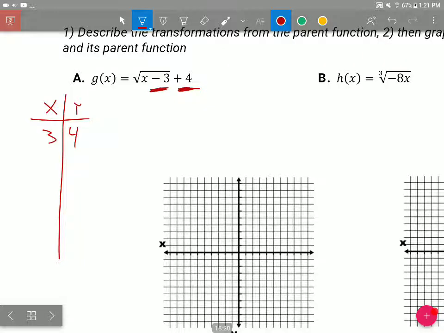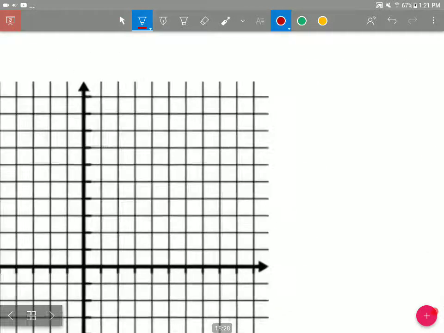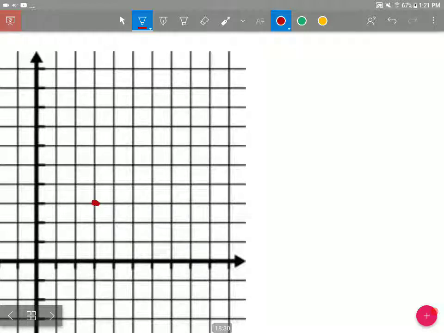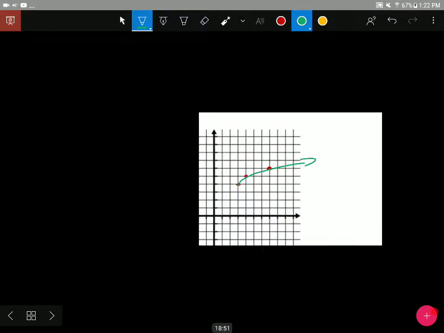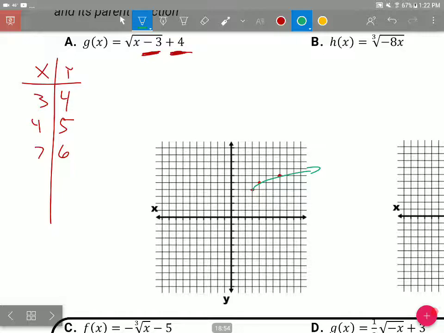Let's go back. 4, 5, and 7, 6. So 1, 2, 3, 4. Nope, that's 3, 3. 4, 5, 7. That's 7, 6. There it is. There you go. And it goes like this. Like that. And if you don't make the sound effects, you did it wrong. Cool? So there's your graph.